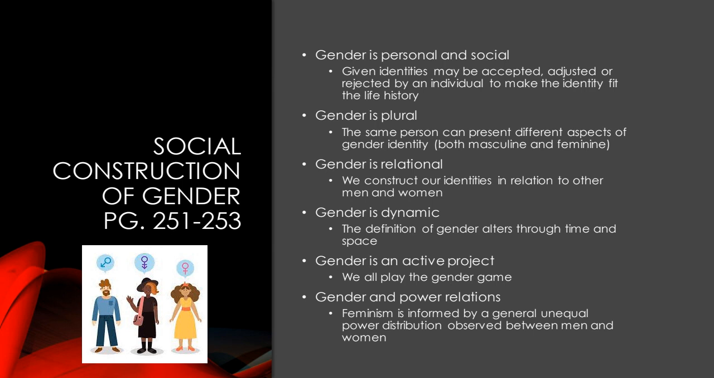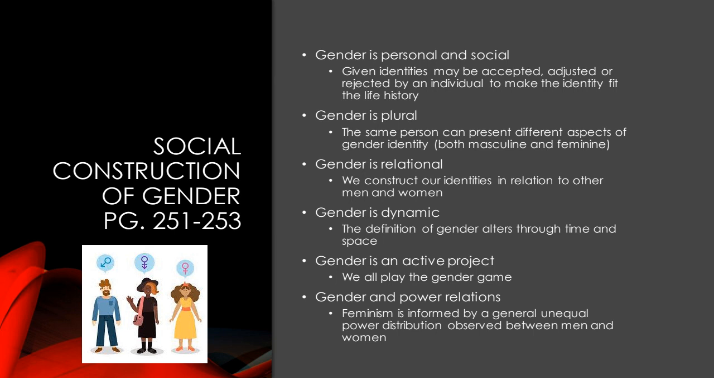Gender is also plural, in the sense that the same person can present different aspects of gender identity. So they can be both masculine and feminine, depending mostly on the situation, and also on the individual and how they identify. And then we also have gender is relational. We construct our identities in relation to other men and women.